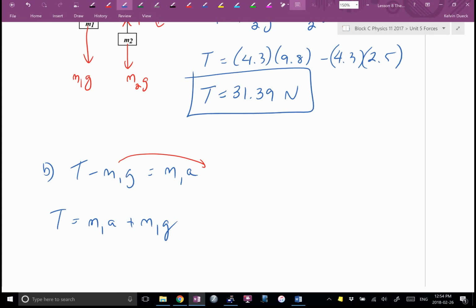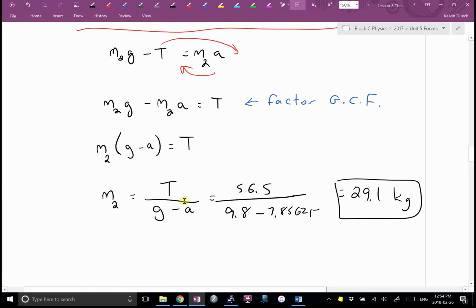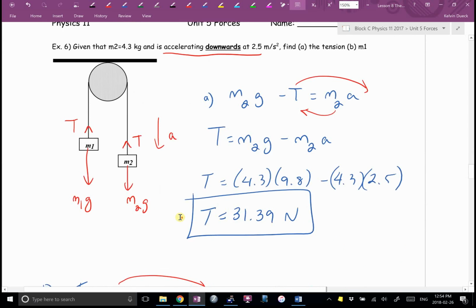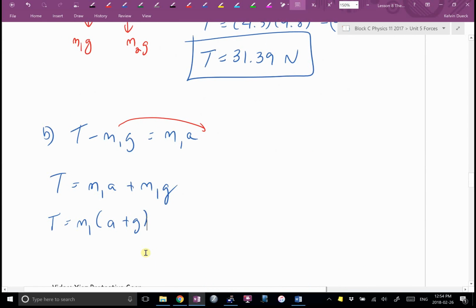So you're telling me, Hannah, that I can write M1 bracket A plus G? And this is why, don't memorize this. I noticed in the previous one, it was G minus A on the bottom. Here, it's G plus A on the bottom. I've never bothered memorizing this. I just derive it. It takes me a couple of seconds. How do I get the M1 by itself, Hannah?